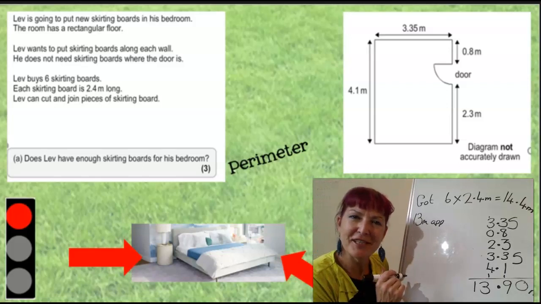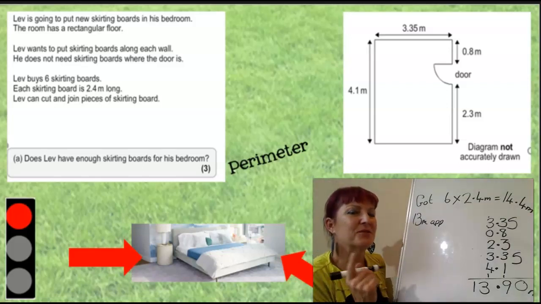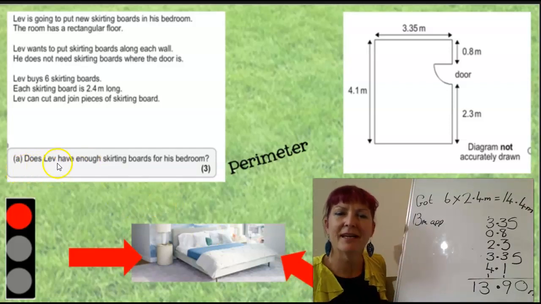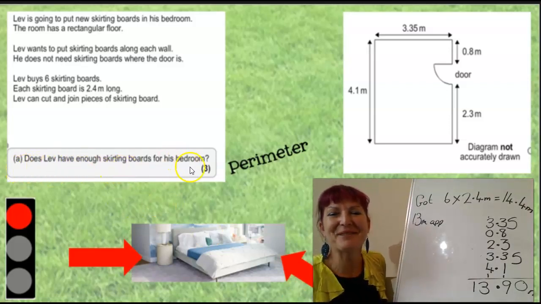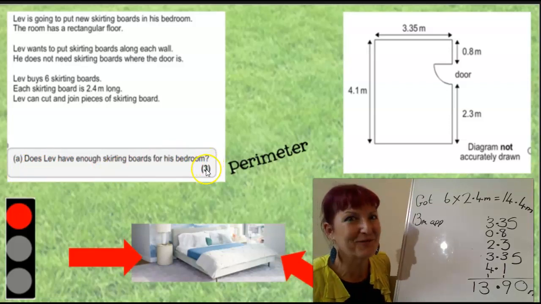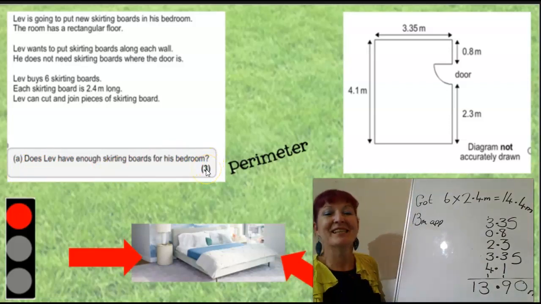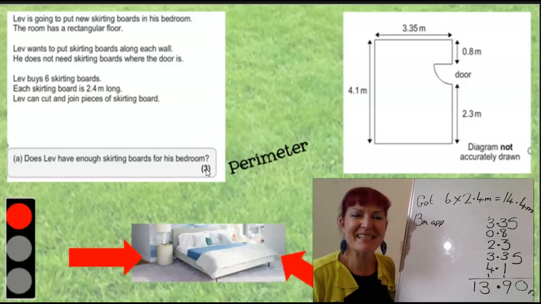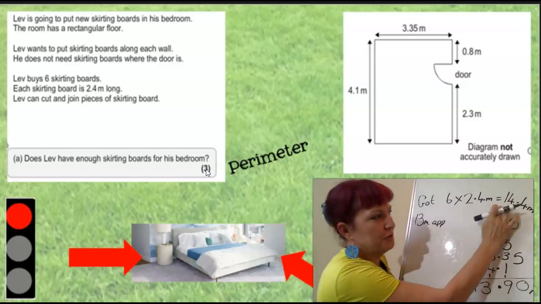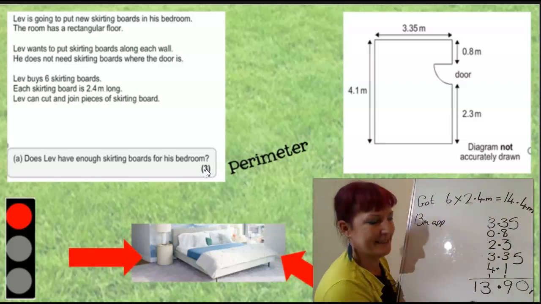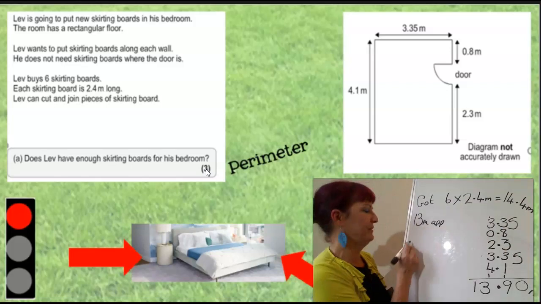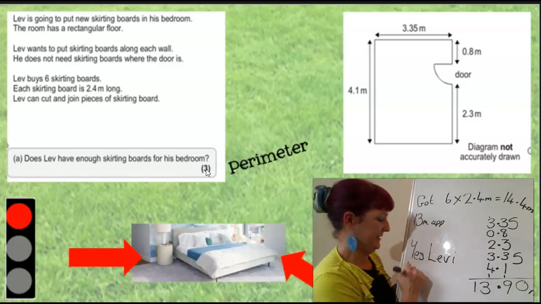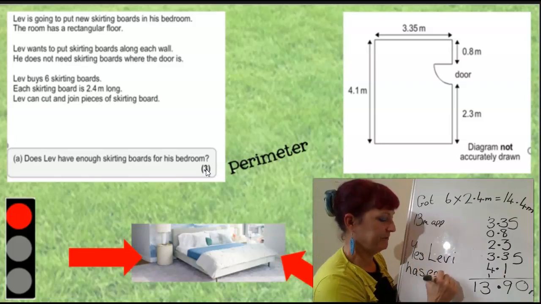Have I finished? You asked me a specific question just down here. Does Levi have enough skirting board for his bedroom? I've got a friend called Levi, a lady who's called Levi. This is why I keep saying Levi. Does he have enough? Right, he's got 14.4. He needs 13.9. Yes, Levi has enough.